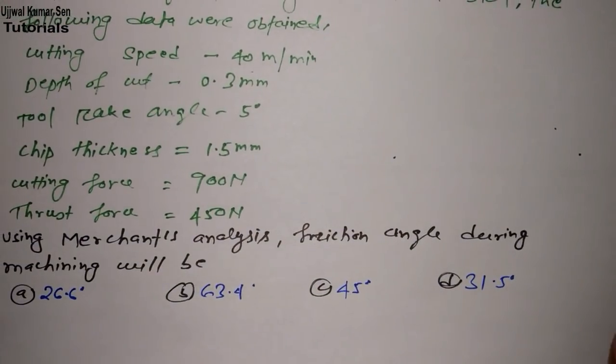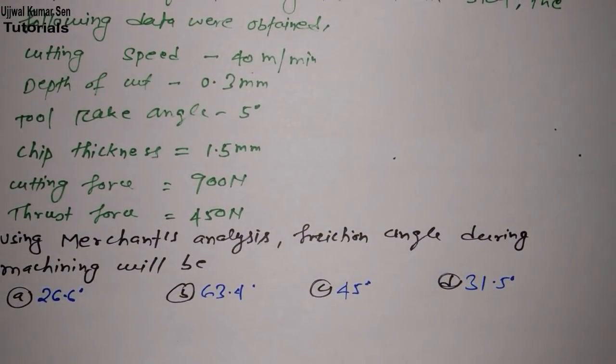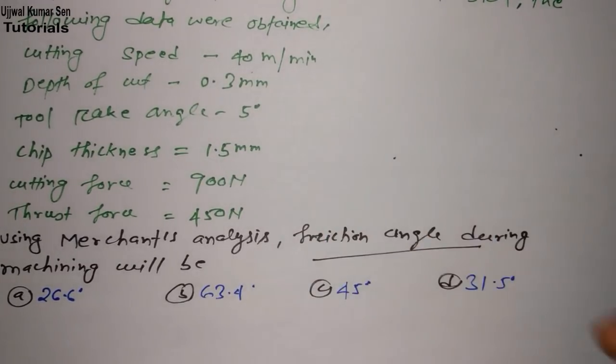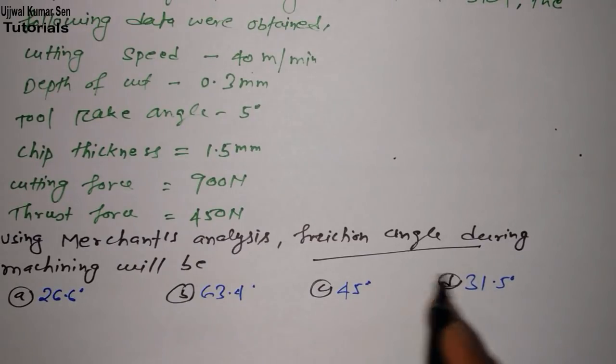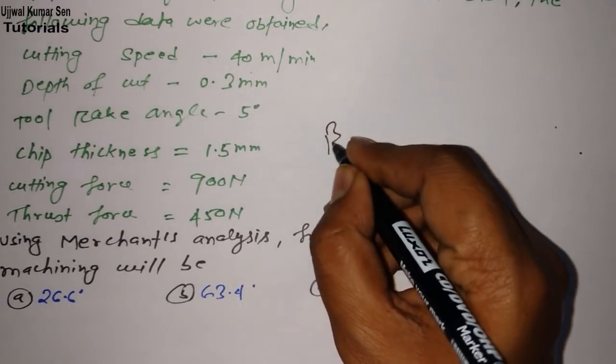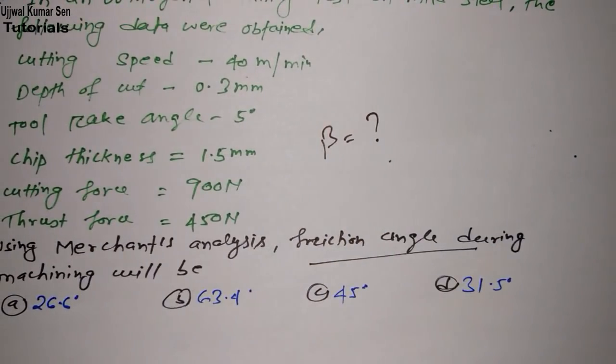Okay, so this is the last question for finding the coefficient of friction, and all of these questions have been asked in GATE previous year papers. That is the thing. So again, we have to find the friction angle. We have to find the friction angle, that is beta. We have to find beta, right?